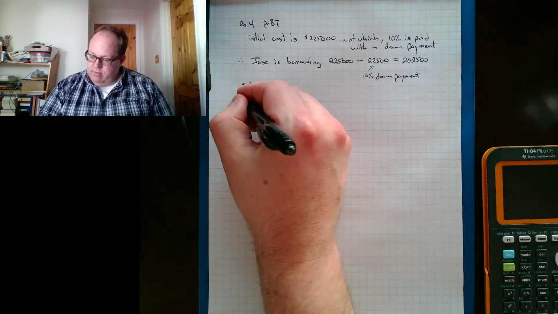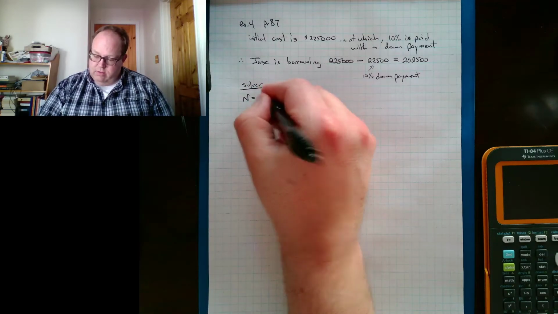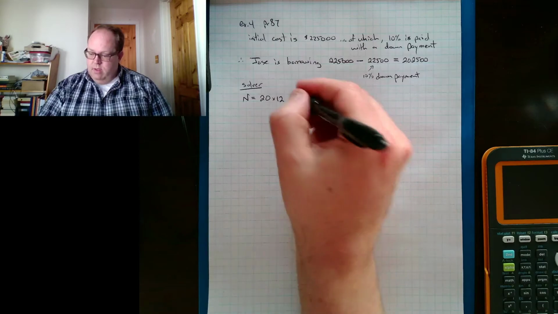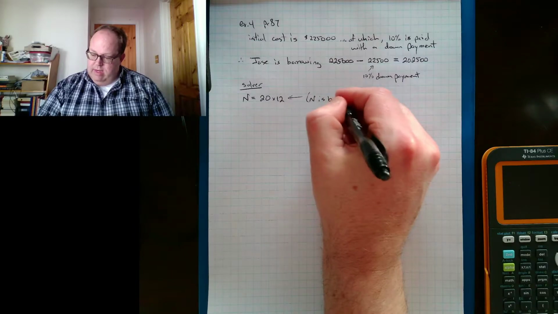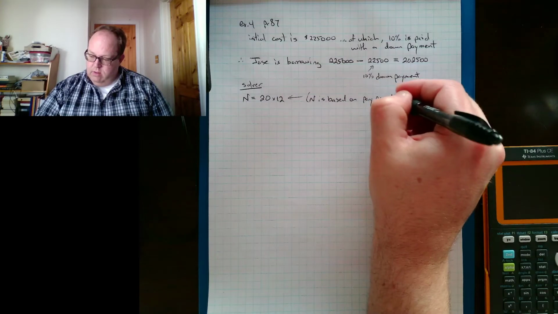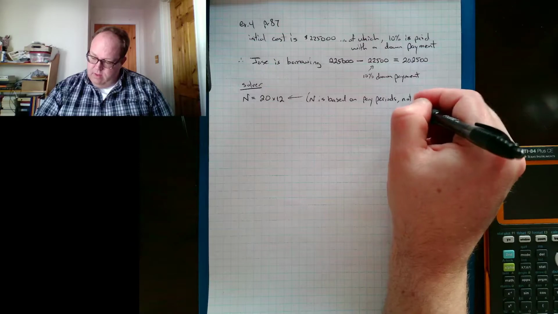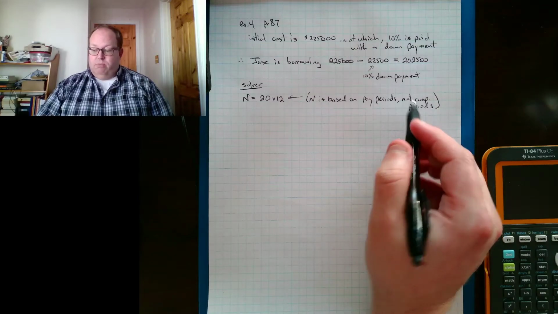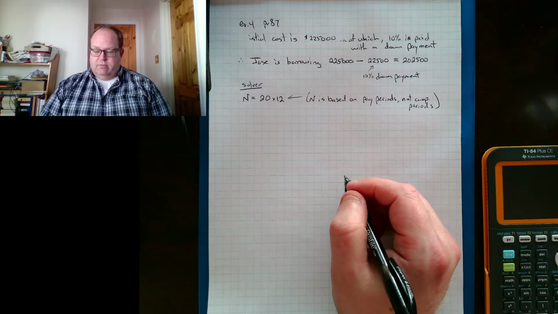We know that this is a 20-year mortgage with monthly payments. And I do want to stress here, N is based on pay periods, not compounding periods. Up to this point, in most of our questions, those have been the same thing, so it didn't make a difference. But when your pay periods are different than your compounding periods, N is based on the pay periods.